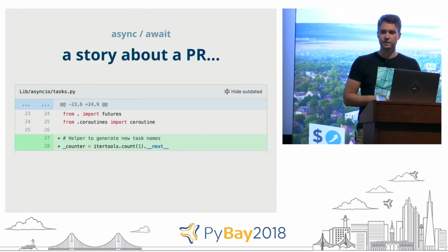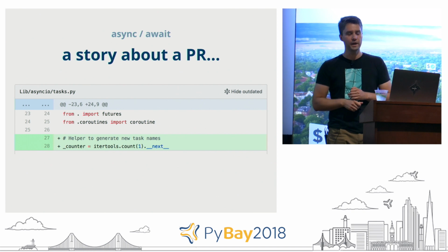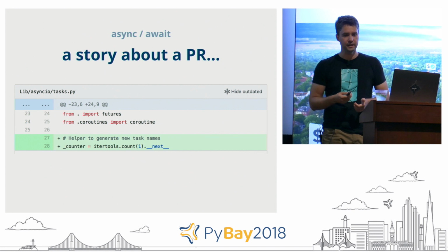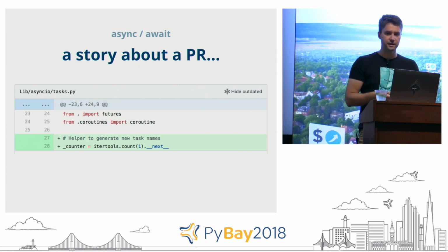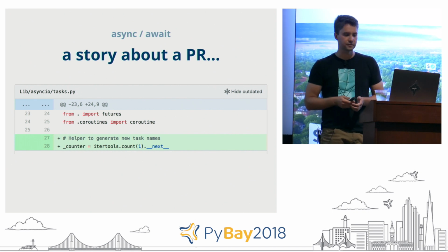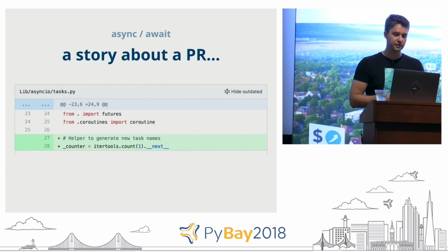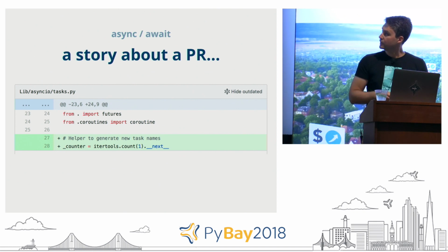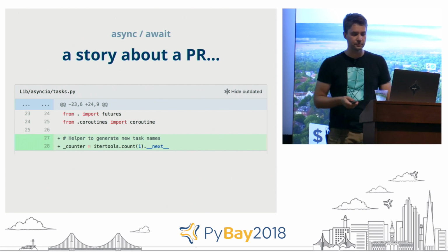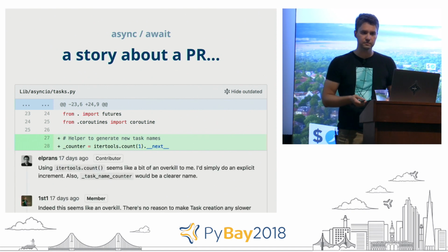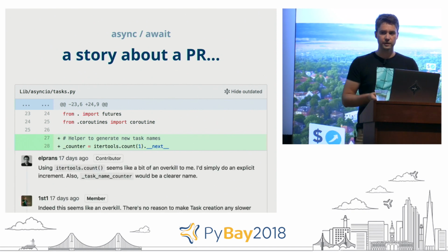A pull request was submitted to async I/O about a month ago to add names to asynchronous tasks in async I/O. Just like threads in Python have a name, why don't we have a name for asynchronous tasks? That simplifies debugging sometimes. And the first change in that pull request got my attention. The change is about creating a reference to an itertools counter object. My initial reaction was, why do we need this? We can just have an integer, and we can have plus equals 1.